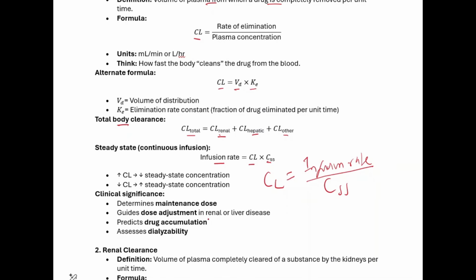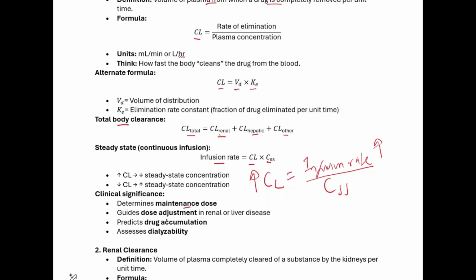And why is this important? Because this will determine the maintenance dose. Your clearance determines what dose? The maintenance dose. Because if the clearance of that medication is high, you're going to need a high maintenance dose to be able to maintain the steady state concentration of that drug.